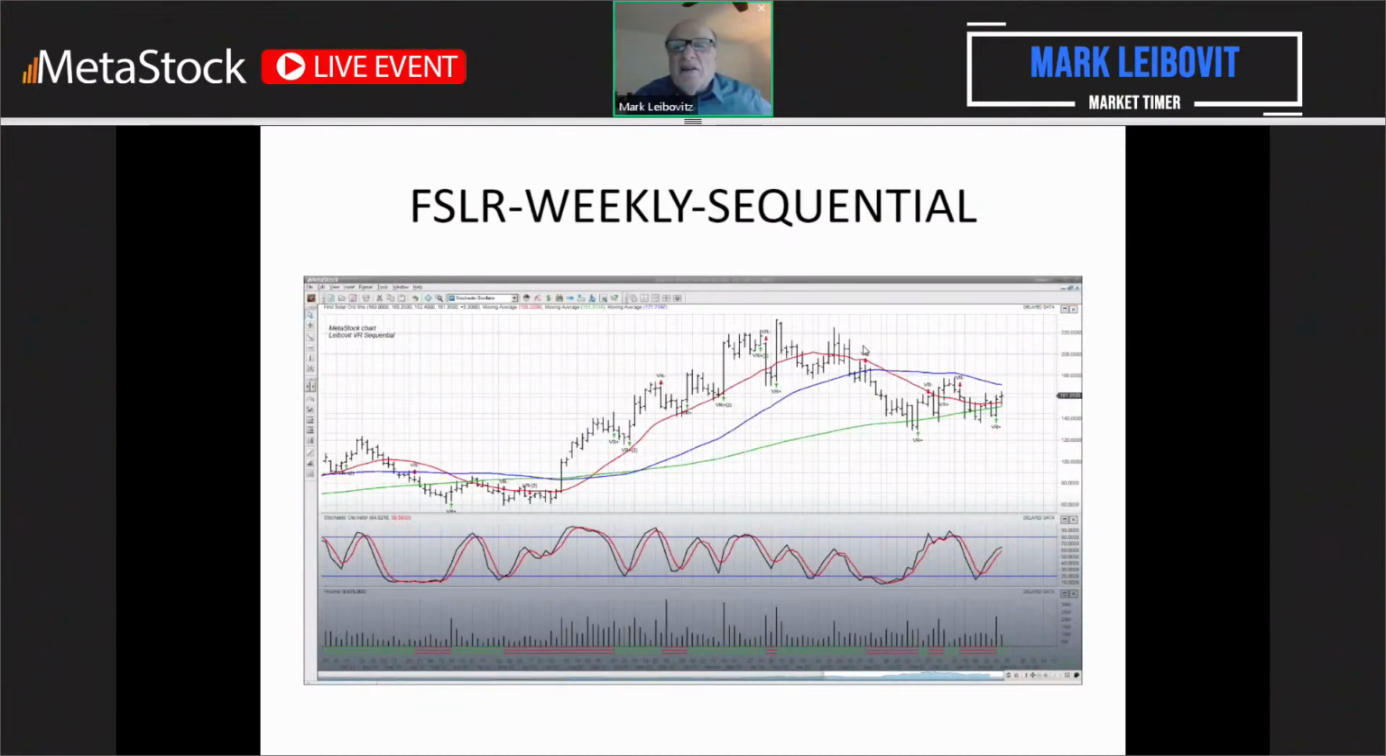This is a weekly chart on First Solar using the sequential indicator. And you can see some nice correlation there for follow through for a week or two following some of the signals. Let's move on to another one.